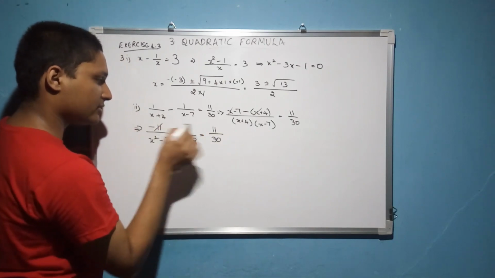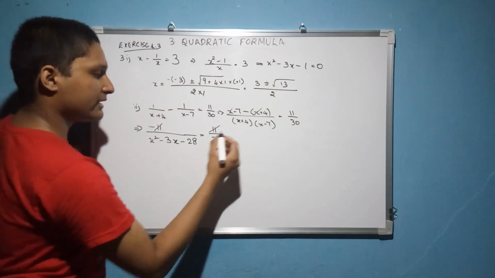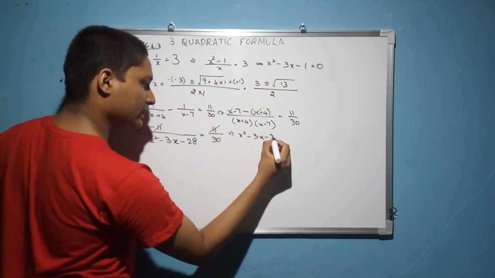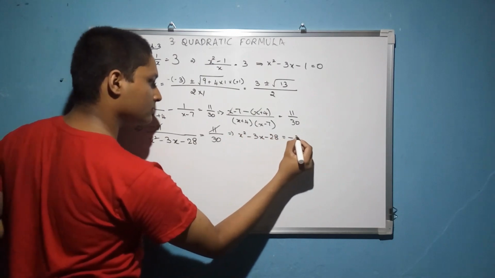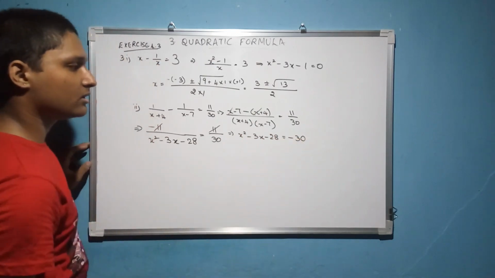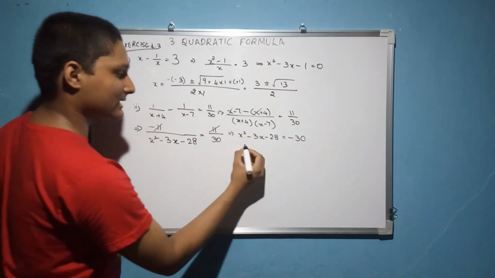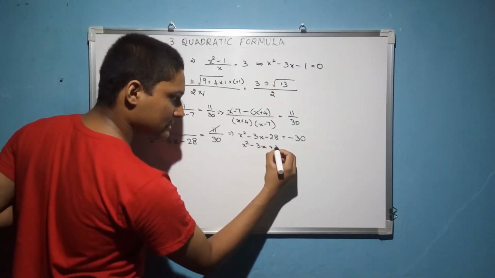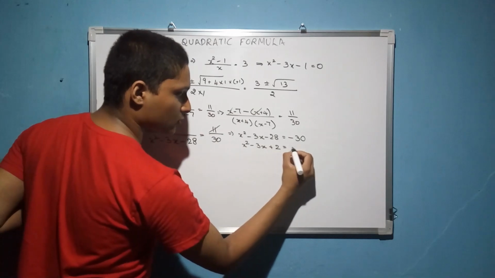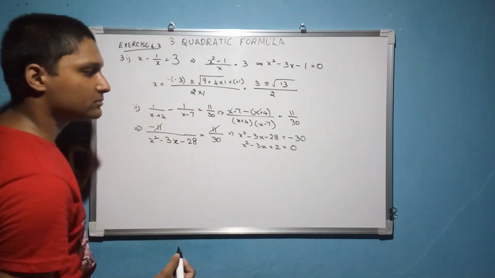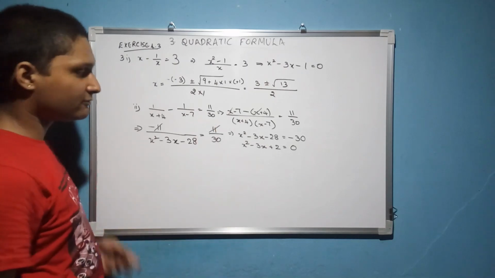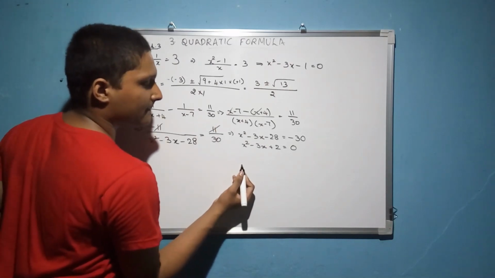Okay, this 11 and this 11 will get cancelled, therefore you are going to get x square minus 3x minus 28 is equal to minus 30. Okay, bringing this 30 to the left hand side, you are going to get x square minus 3x plus 2 is equal to 0.